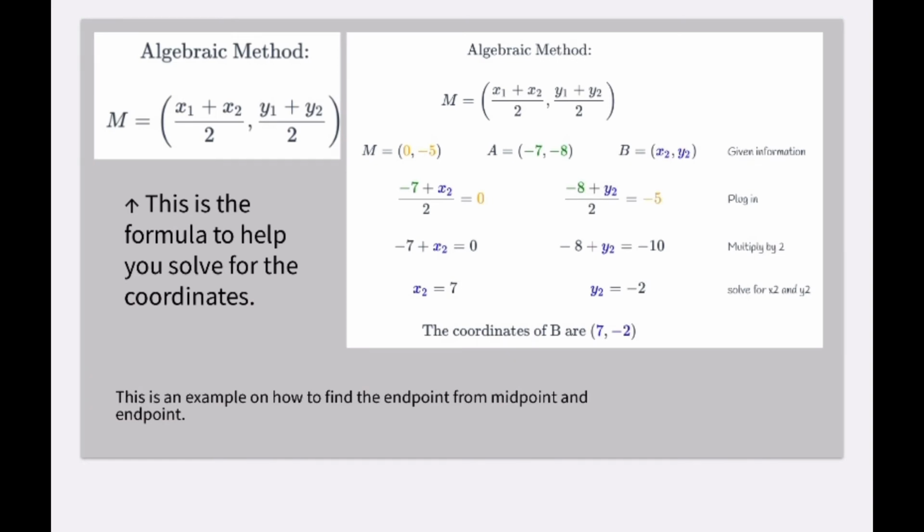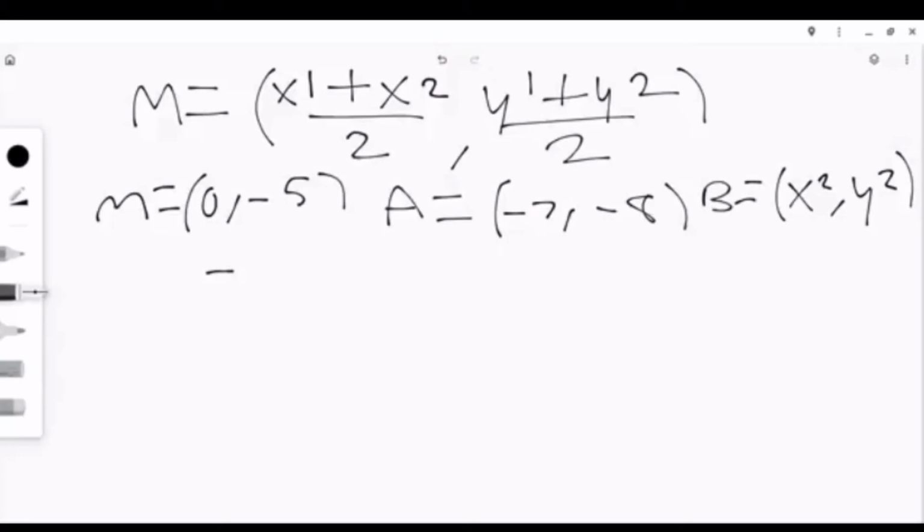The next clip shows how to solve this. The first thing you want to do is write down the algebraic method, and you also want to write down the given information that you already have. The next step is you have to plug the numbers into the formula. So plug in -7 as x1 and add x2 because that's the number you're trying to find. Then put that over 2. That would equal 0 because that's the x of the midpoint.